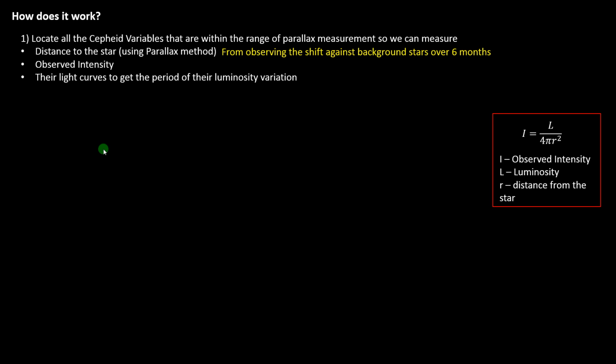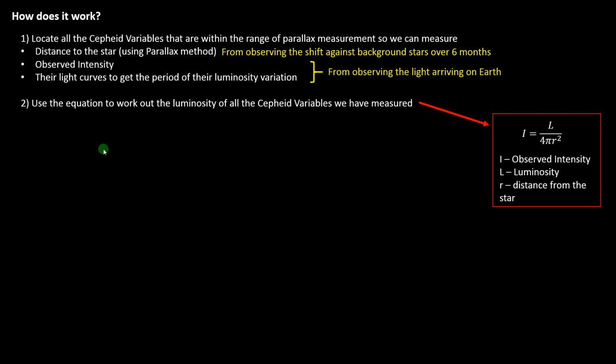We can't get the luminosity directly. So those last two things are both just observable by using the light arriving on Earth. That's critical, okay? So for these stars, we can use the equation to work out luminosity because, as you can see, we've measured the distance r using parallax, and we've measured the observed intensity. So we know two of these things. We can work out the luminosity for these nearby Cepheid variables.